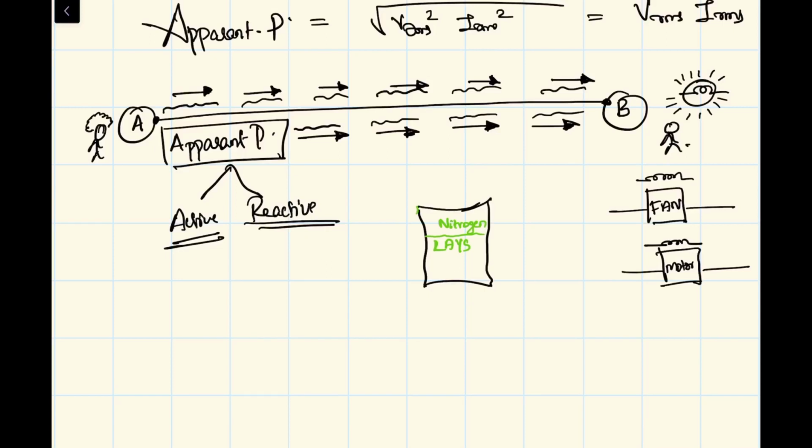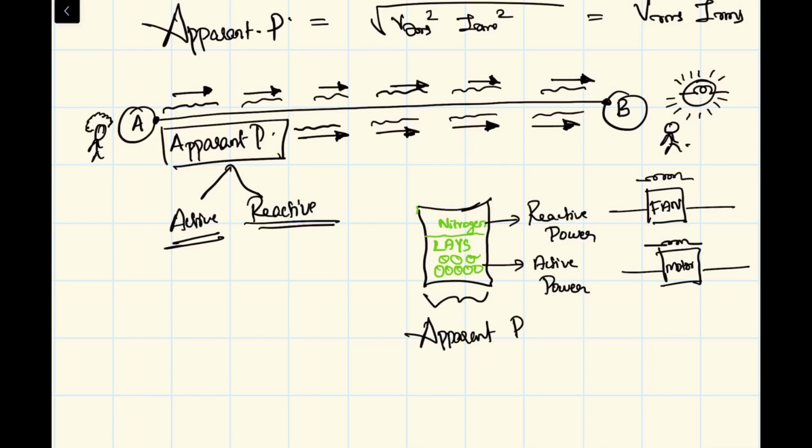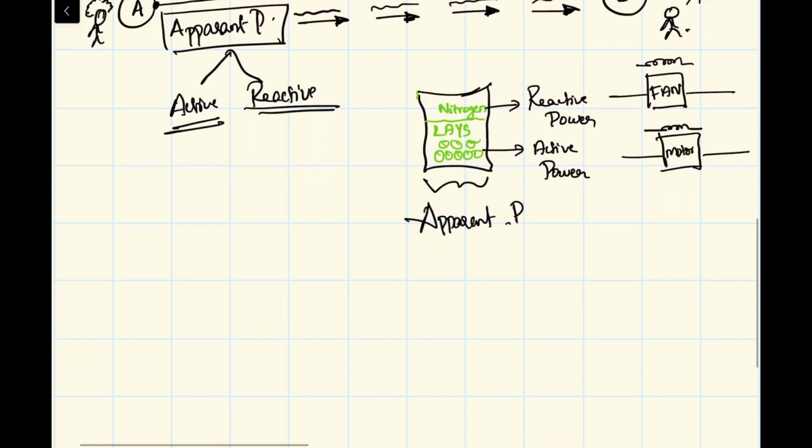The chips inside the packet we can call active power, because that's the power which you are going to use, and the nitrogen gas is our reactive power. Got it? And the entire packet, what will you call? The entire packet is the apparent power, because apparent power is equal to the root of reactive power squared plus active power squared. And what is reactive power?